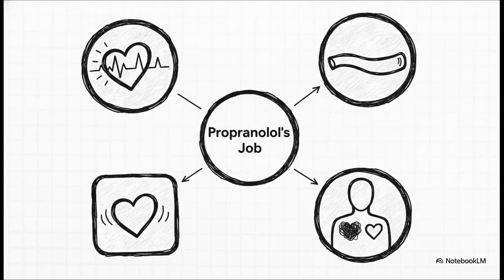So what does it actually do? Well, in simple terms, propranolol just tells the heart to chill out a bit. It slows the heart rate down, which means it's not pumping with so much force. This is obviously great for high blood pressure, but, fun fact, it's also why it can help with the physical jitters you get from anxiety, like a racing pulse.